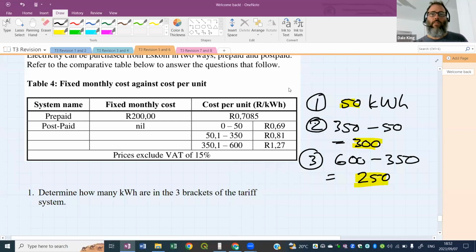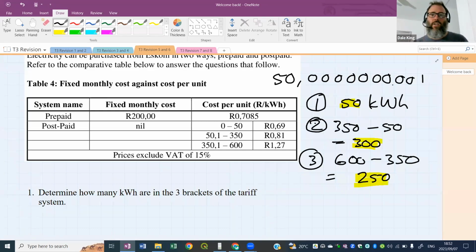In fact, the more correct way to do it would be to say 50 followed by a lot of zeros. That's a more correct way to do it, but you need a lot of zeros. So instead of saying lots of zeros, they just say 50,1.